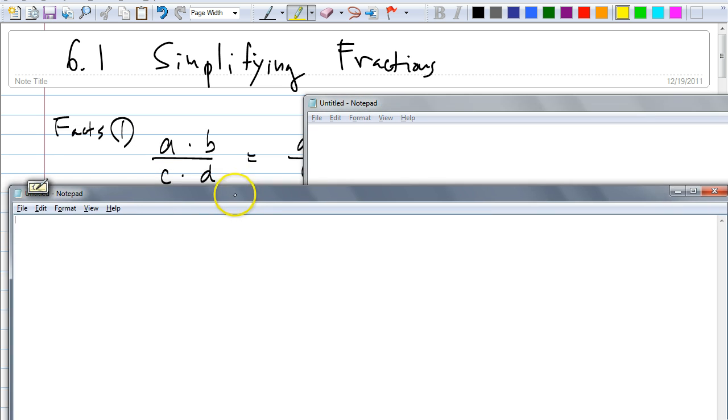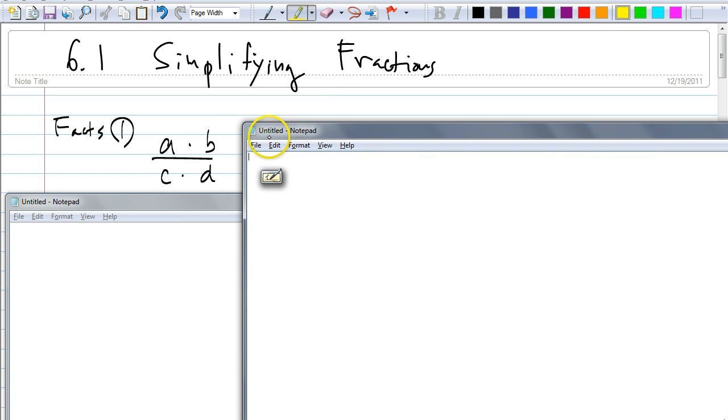Here's the first fact. What do you guys know about this? If I have A times B over C times D, is there a way to rewrite this as a product of two fractions? Yes, there is, right? Raise your hand if you remember. How do we do that?